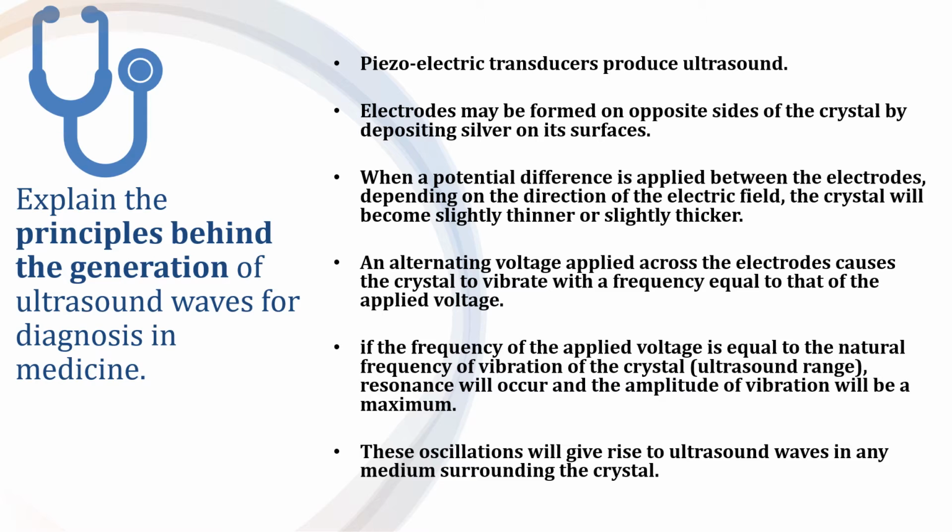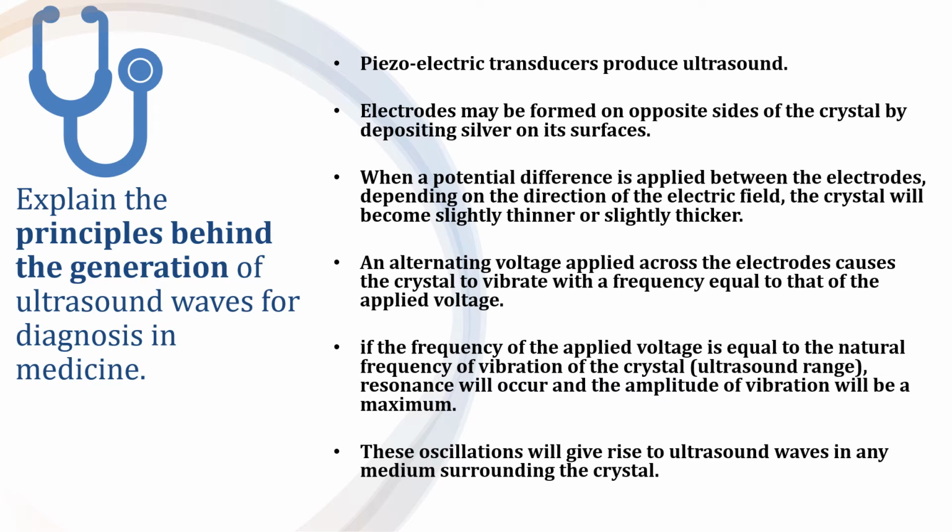Explain the principles behind the generation of ultrasound waves for diagnosis in medicine. Piezoelectric transducers produce ultrasound. Electrodes may be formed on opposite sides of the crystal, by depositing silver on its surfaces. When a potential difference is applied between the electrodes, depending on the direction of the electric field, the crystal will become slightly thinner or slightly thicker.